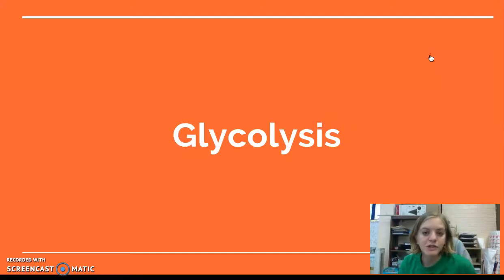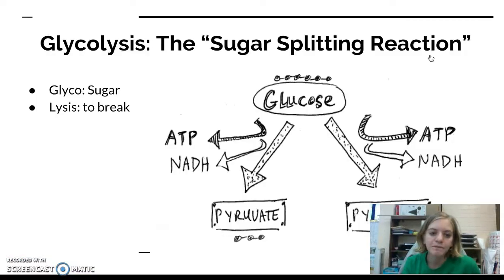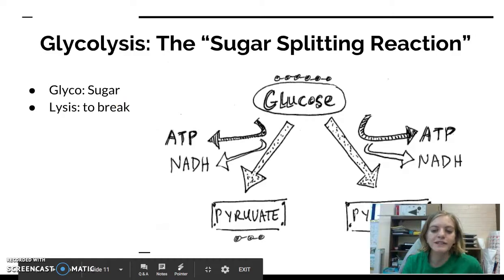And like I said, if we're talking about the breaking down of a carbohydrate like glucose, glycolysis needs to happen before cellular respiration can be initiated. So glyco, remember, means sugar. Lysis means to break. And so glycolysis literally means the sugar splitting reaction.